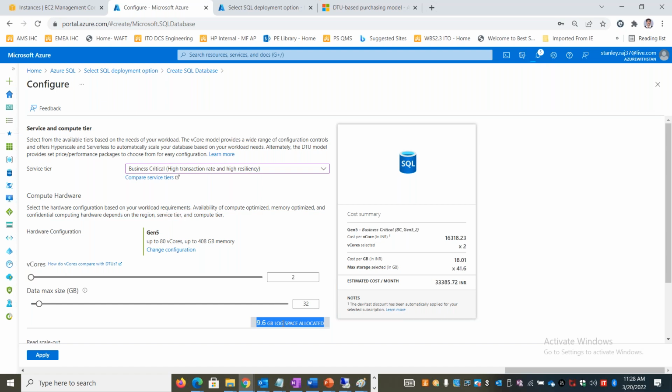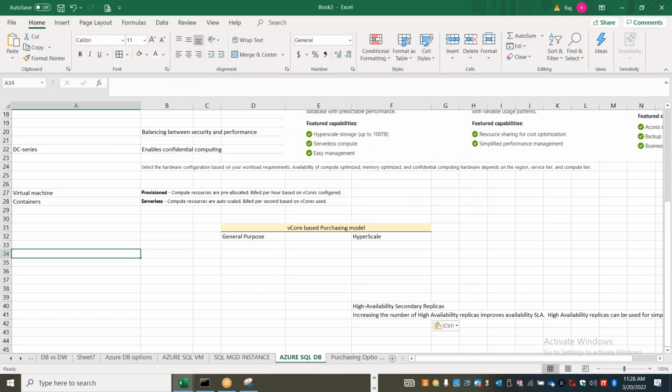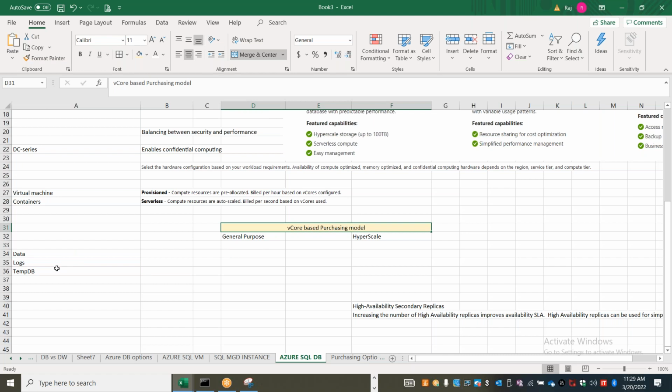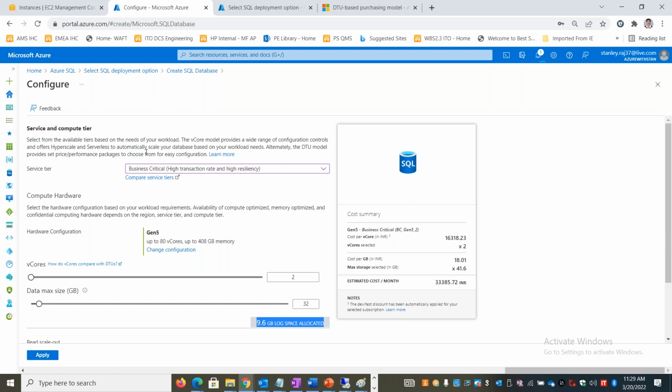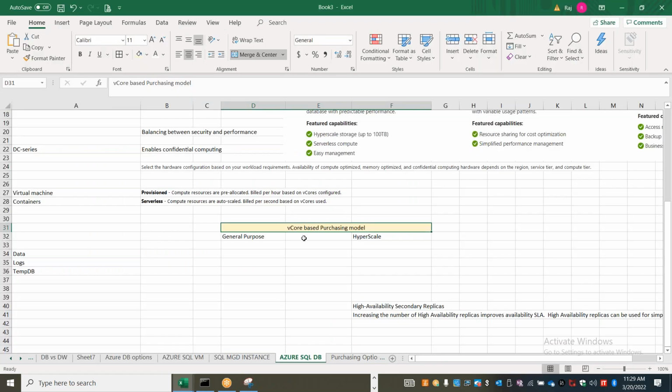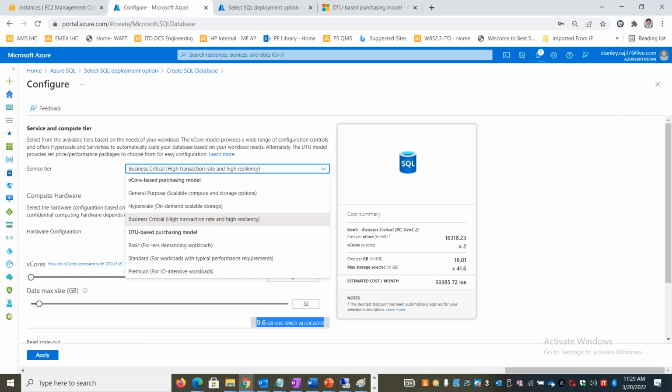When you're talking about a database, there are three things: your actual data, then the logs, then the temporary DB, TempDB. In the vCore option, they also provide you logs, so you can analyze any issues or root cause. You get more control and more options on the vCore based purchasing model, including access to the logs on the back end of your database. Based on the criticality of your application and your workload requirement, you can choose between these three service tiers: general purpose, business critical, and hyperscale.